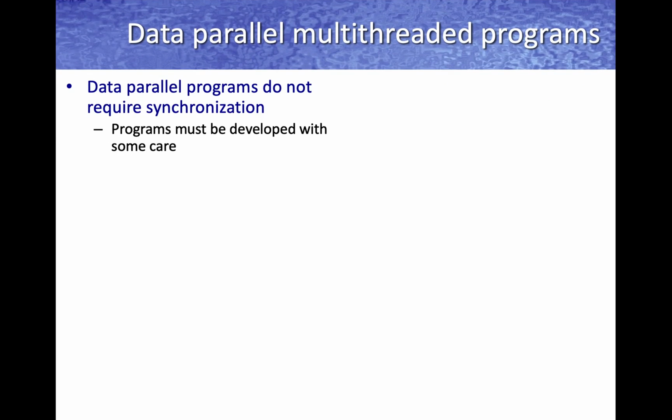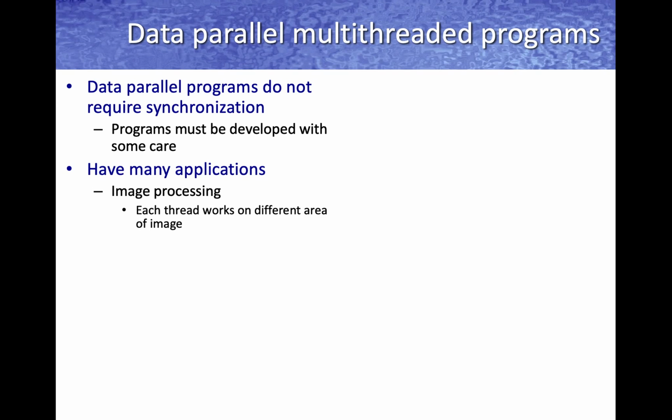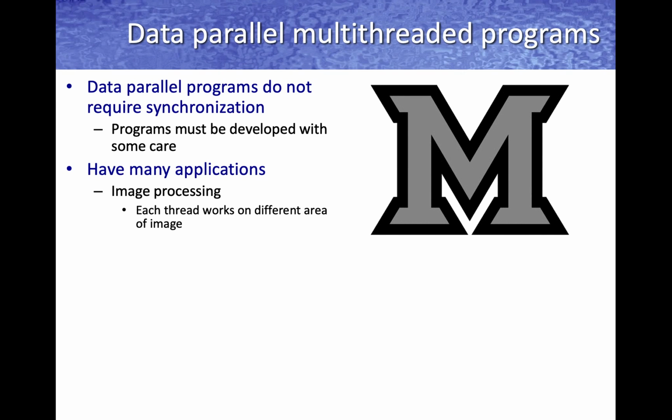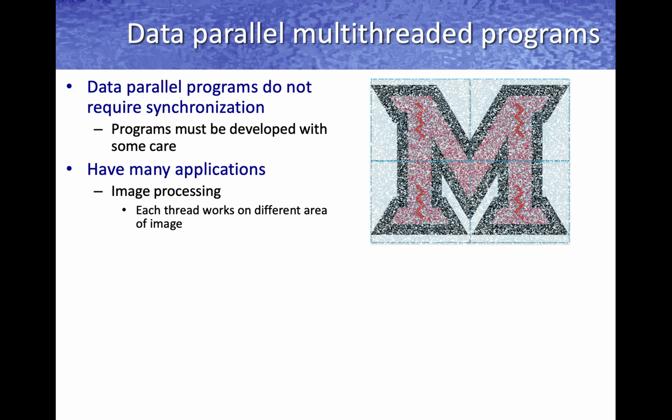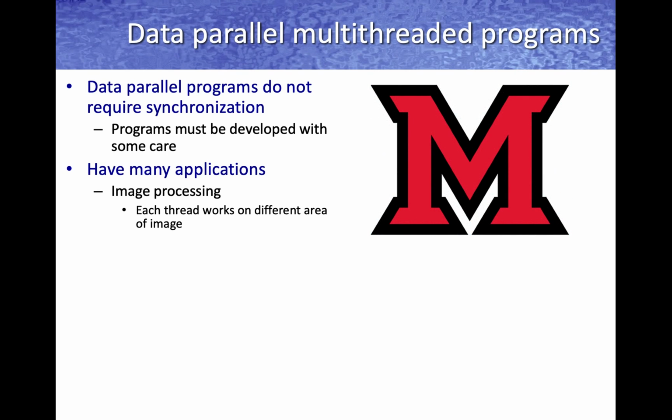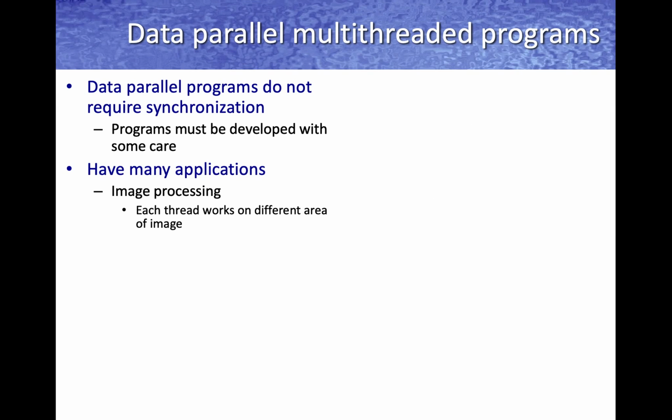Keep in mind, data parallel programs do not require any synchronization, so we'll have to design our programs with that in mind. And there are many applications that fall into this category. For example, a lot of the image processing applications fall into this category, where an image is subdivided into regions and threads operate independently on the regions or pixels in that region and update the image. A lot of image processing applications operate this way.